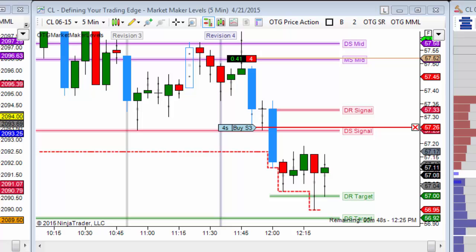We got down to 95. Got about 20 ticks away from our target. I still think we're going to hit our target down there. Seven or lower on the close, 10 or lower on the close. One of those two.